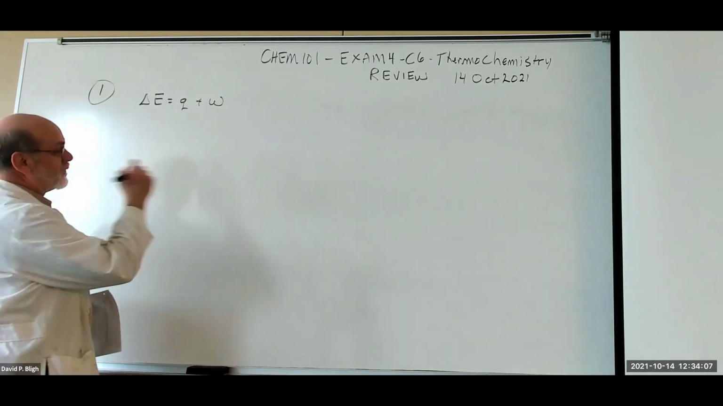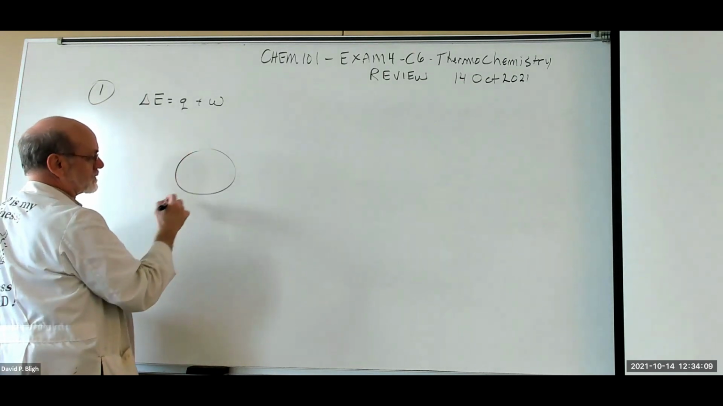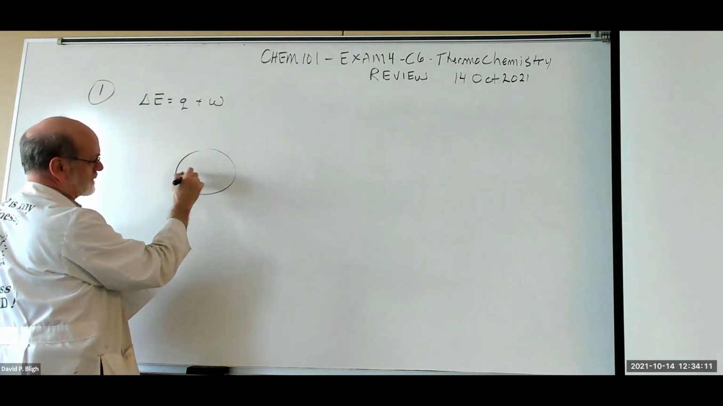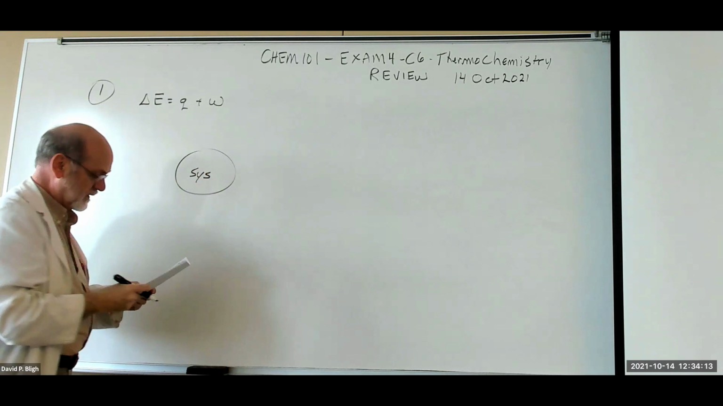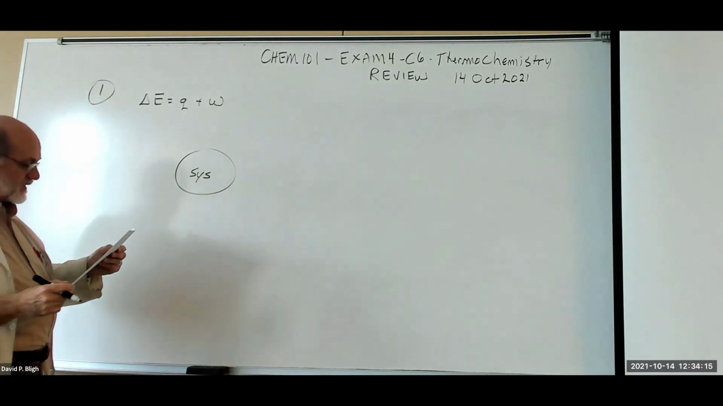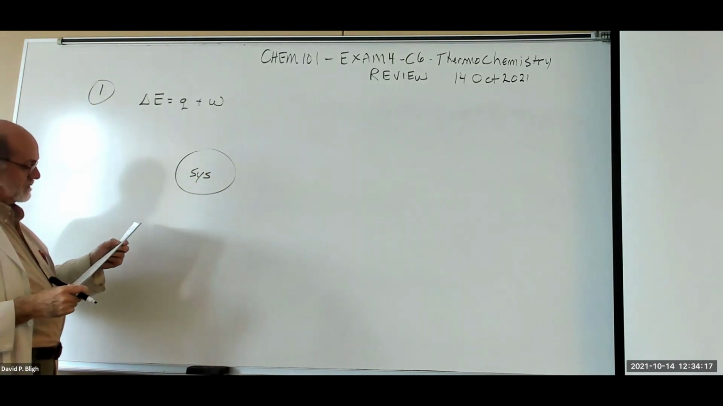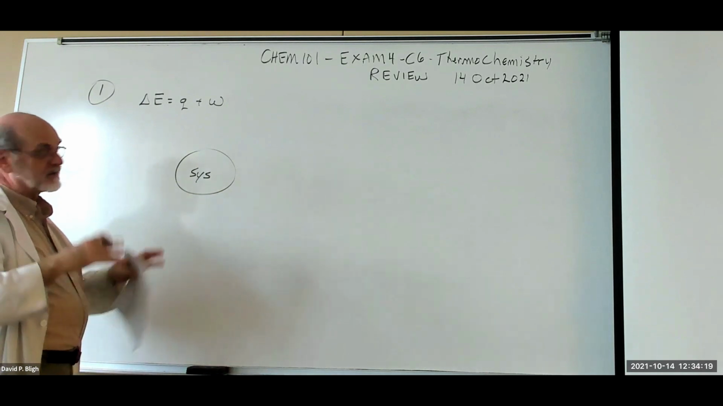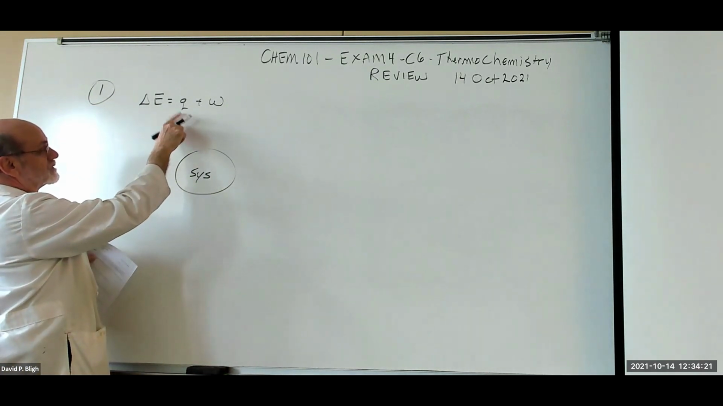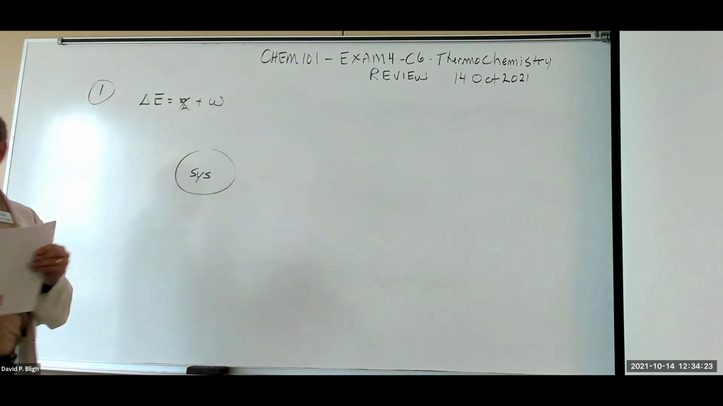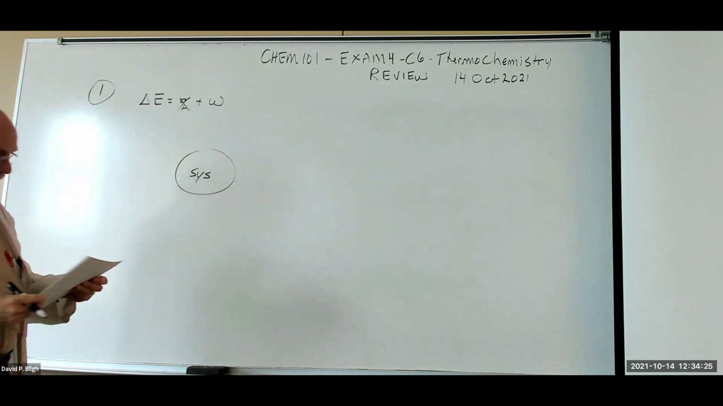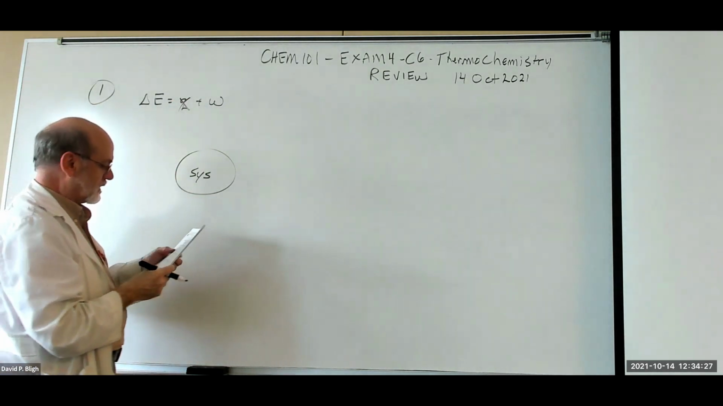So I find it helpful sometimes to just draw a picture. This is our system. And if 0 joules of heat are absorbed, that means that this term just goes out. There's no change in Q. So we only have to look at W.